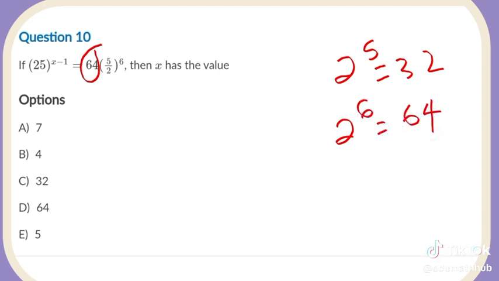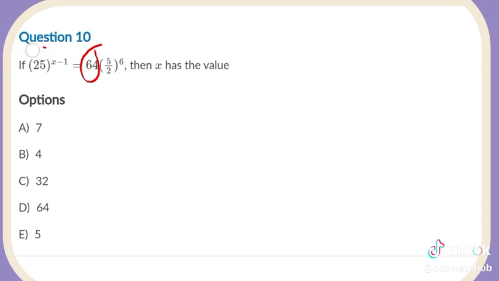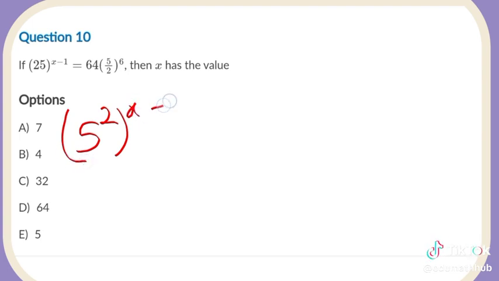So bearing this in mind, you can quickly rewrite this: your 25 is 5 raised to the power 2, then cover it like this. You put your x minus 1 here, is equal to your 64, which is 2 raised to the power 6. Then multiply that like this.